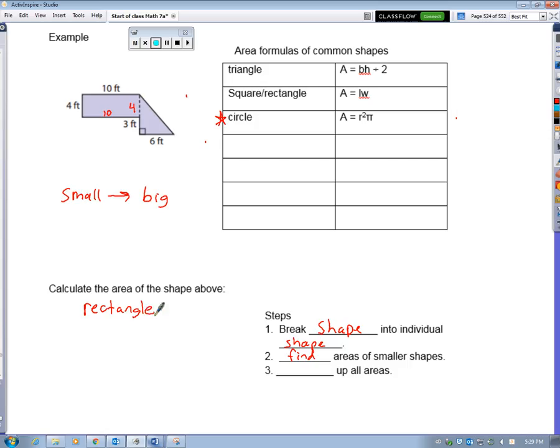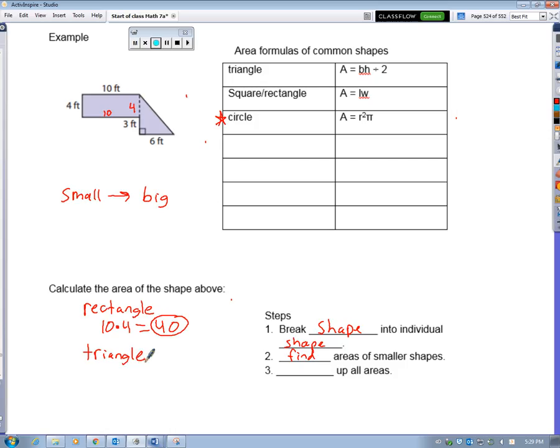Our rectangle up here, we have 4 and 10, a length of 10, a width of 4. So we're going to have 10 times 4 gives us 40. Again, I'm writing these out. I know you guys can do that mentally, but I'm writing it out just for the purpose of this lesson. If you can do it mentally, that's fine. Now let's take a look at the second shape, the triangle.